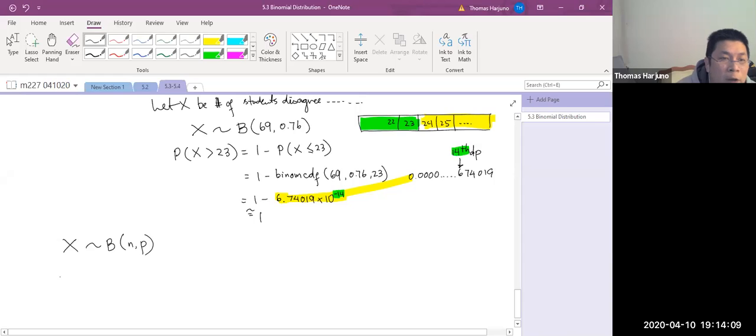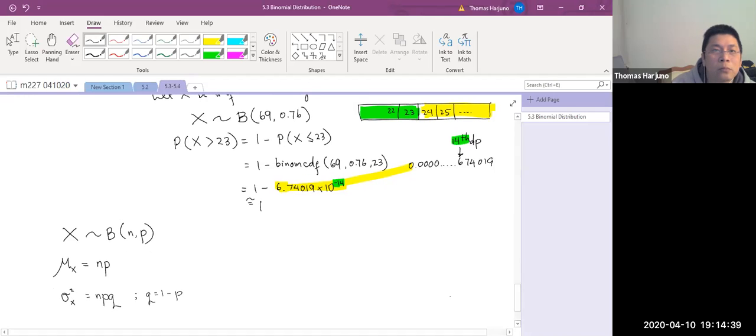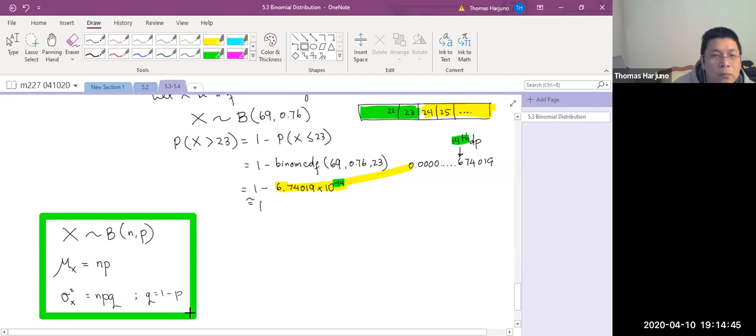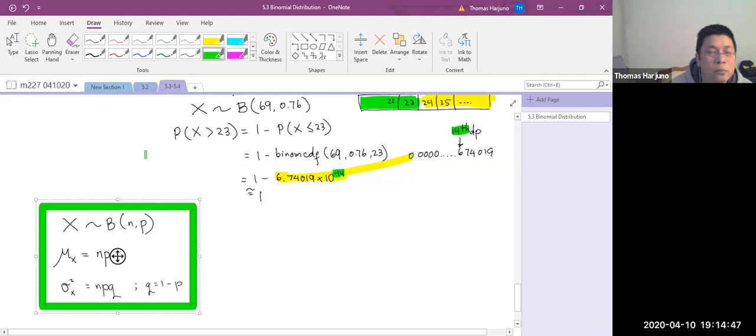Now, in 5.4, we are asked what is the mean of such a binomial distribution. The formula is np, n times p, while the variance is n times p times q, where q is 1 minus p.